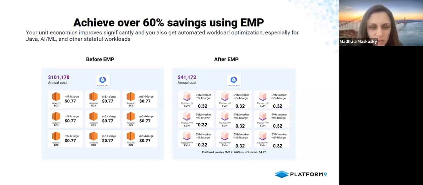With EMP, same cluster config, exact same instance type, M5.4x, just provisioned using EVMs rather than the regular EC2 VMs. With, let's say, about 2 to 2.5x memory over-provisioning, the annual cost goes down to about 41K. So more than 50% savings, right? About 60% savings using EMP. So in a nutshell, EMP is able to get dramatic savings while not being too aggressive with the over-provisioning policies and without impacting your application SLA.